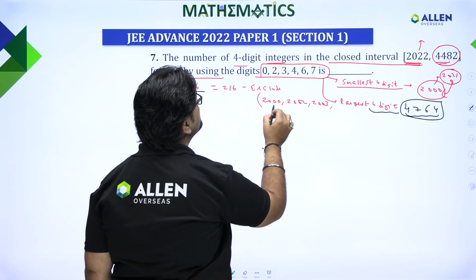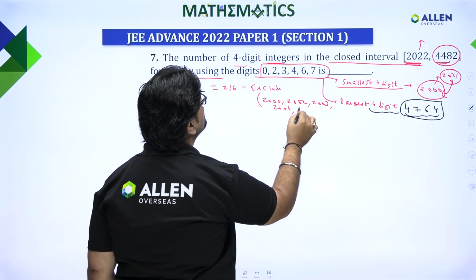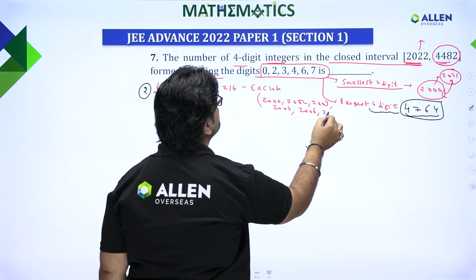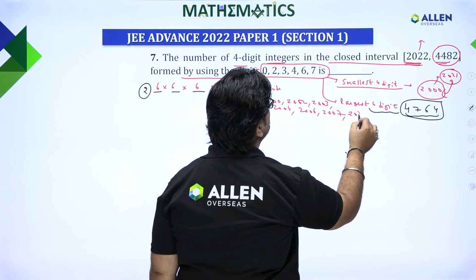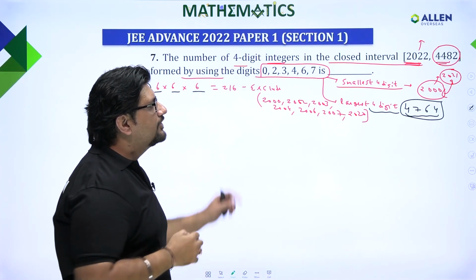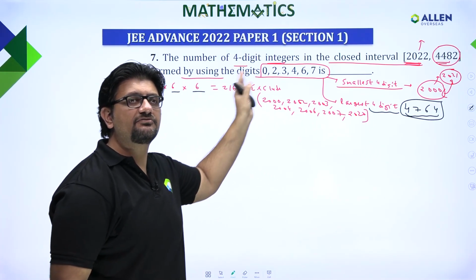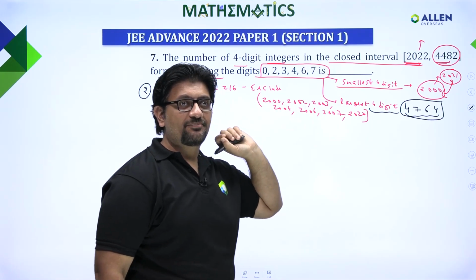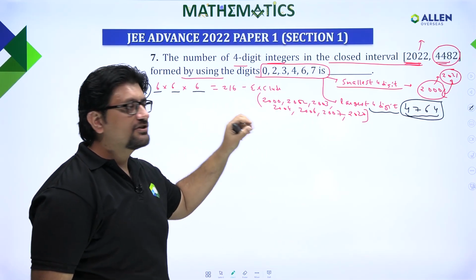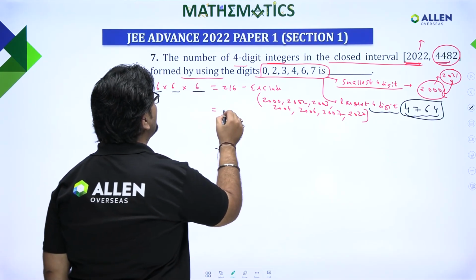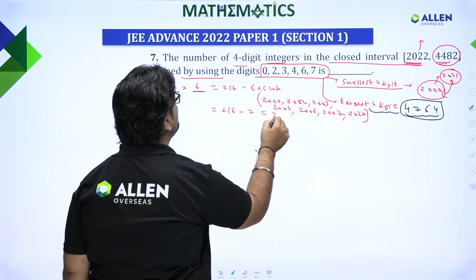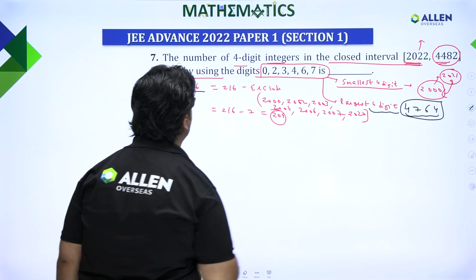2003 it will be formed, I will exclude. 2004 I will exclude. 2006 I will exclude, 2007 I will exclude, and the next which I will exclude is 2022 only, and in between them nothing will be excluded because the digits 1 and are not given, my dear. Okay, by using these respective digits. So how many have been excluded, my dear? 7. So how many are we getting? Yes, 216 minus 7, which is equal to, for sure, 209.